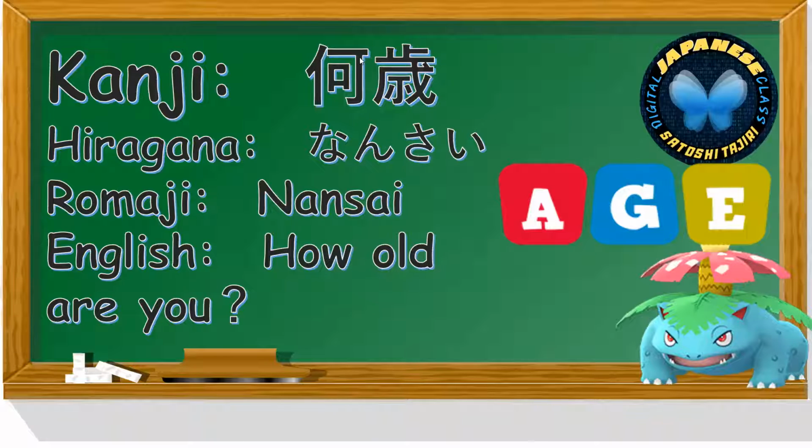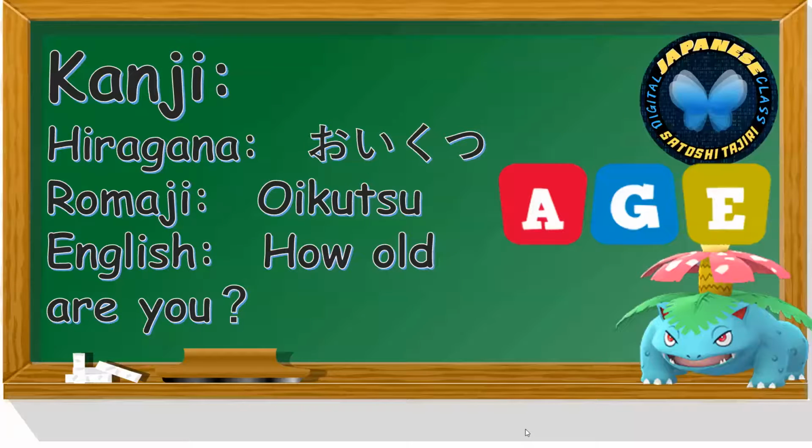And let's make it into a question. We have nansai. This kanji means nan, what. So it becomes nansai. Nansai desu ka? Then instead of using nansai, we also have oikutsu desu ka? It has the same meaning as nansai, but this is more polite. So if a Japanese person asks you nansai desu ka and you answer with oikutsu desu ka, they will feel you are very good in Japanese.